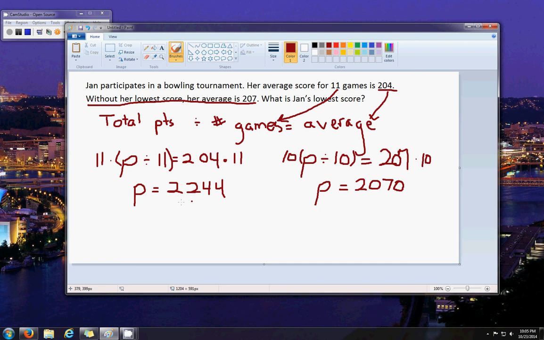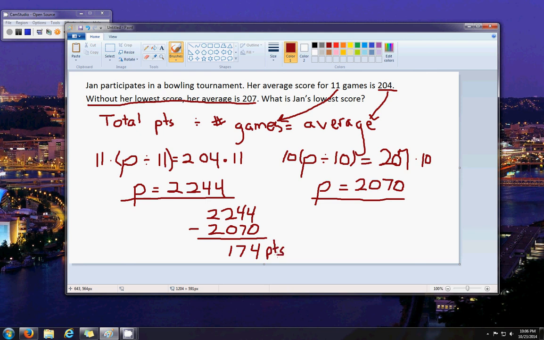So what does this all mean? This means when she played 11 games, her point total was 2,244. But when we take out her lowest score, she's only playing 10 games, and it's 2,070. So now we can just subtract this. 2,244 minus 2,070 means that the one game that was missing was equal to 174 points. So I hope this helps.